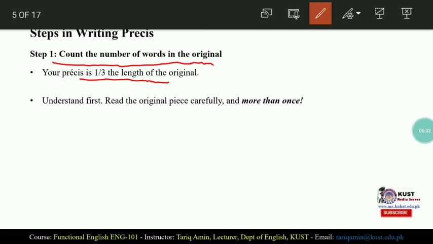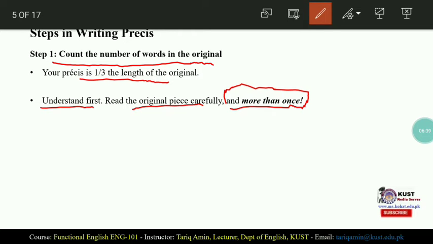And first of all, you need to completely understand the original text. Read the original piece carefully and more than once. When you want to write precis, you need to understand the text first, and then write. You need to read it more than once, because when you read it once, you would not be able to understand the text. You would not be able to comprehend all the major ideas discussed in the text.